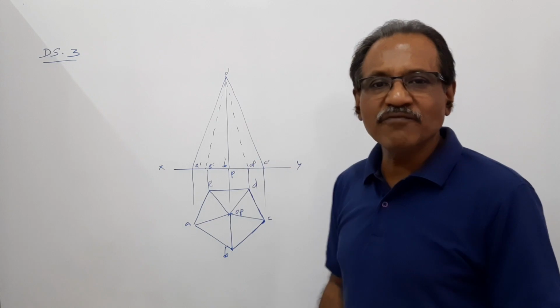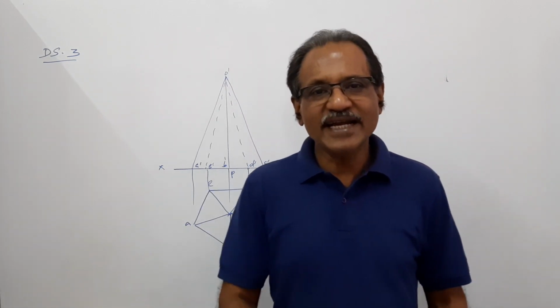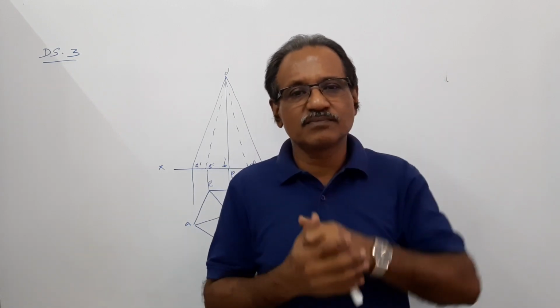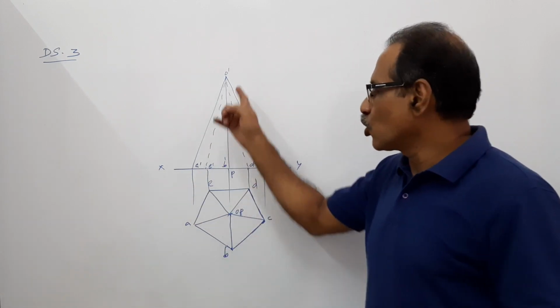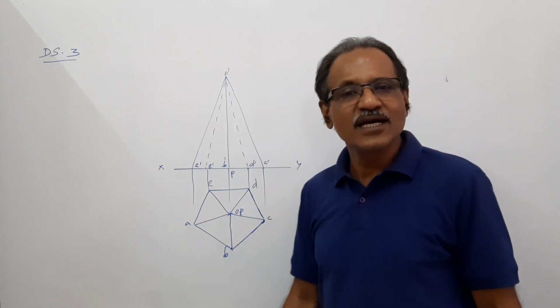To draw the development, we need the true length of the slant edge. What is slant edge? Slant edge of a pyramid is a line connecting the apex to a corner of base. Since this is a pentagonal pyramid, there are 5 slant edges. OA, OB, OC, OD and OE are the slant edges. All of them are the same length.